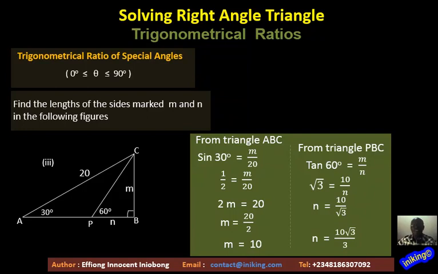So we can see that tan 60 is given as what? Opposite M all over adjacent N. That's the opposite, and that's the adjacent. Considering triangle PBC as a right angle triangle, M, of course, we have obtained as 10 divided by N. Cross multiply here, we have N equals 10 divided by root 3. And of course, finally, we can rationalize this by multiplying numerator and denominator by root 3, and that gives us our N as that.